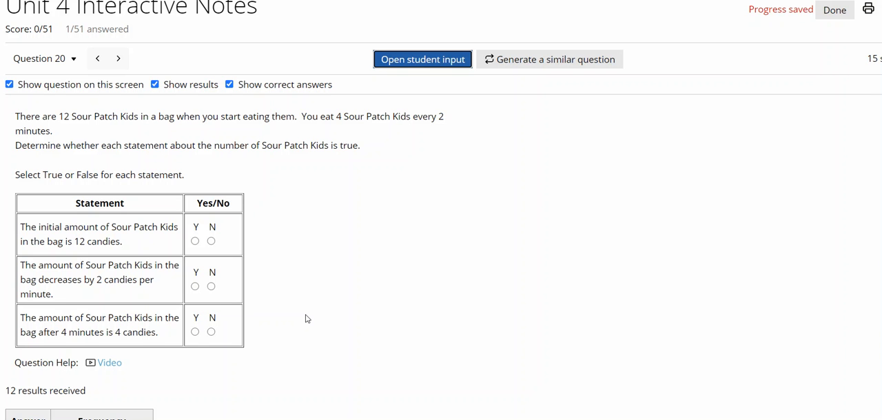So I'm just going to read it one more time so we can get our bearings here. It says there are 12 Sour Patch Kids in a bag when you start eating them. You eat 4 Sour Patch Kids every 2 minutes.